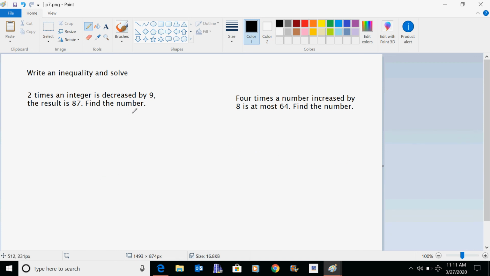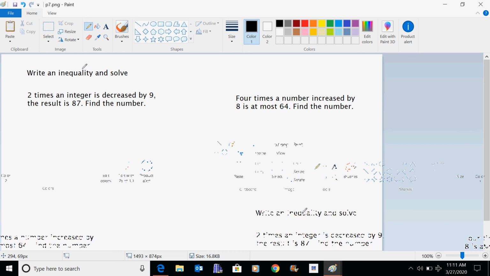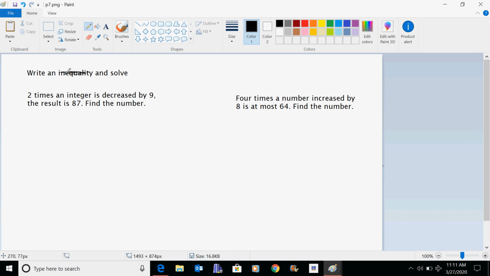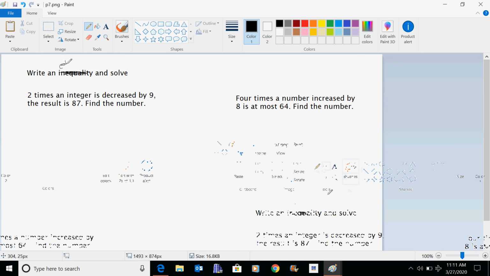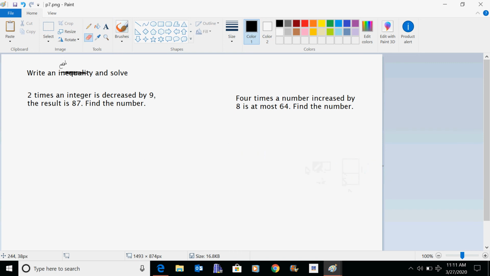This shouldn't say inequality, this should be equation. It should say write an equation and solve. Sorry about that. So we're going to write an equation and solve. I can't edit the words, unfortunately, because of the way this thing works. So just change that to an equation. All right. So let's get on with it.